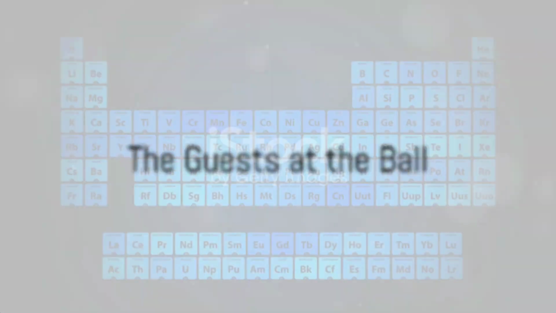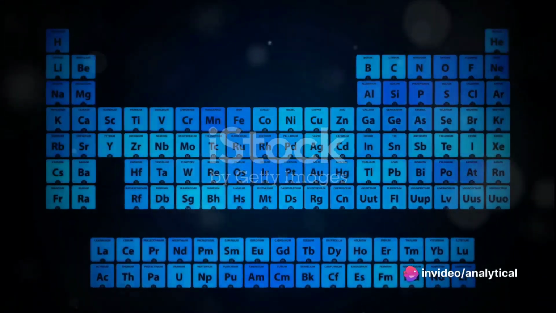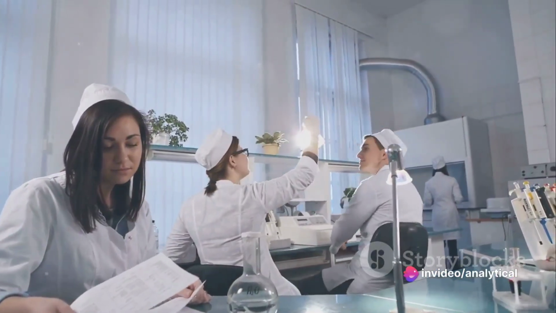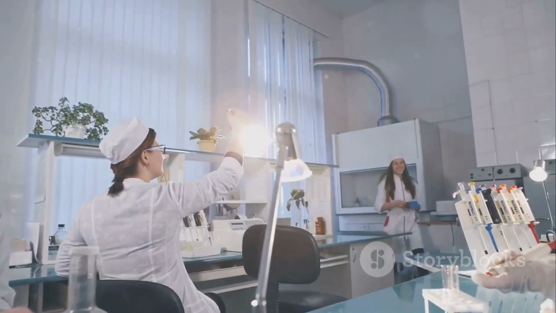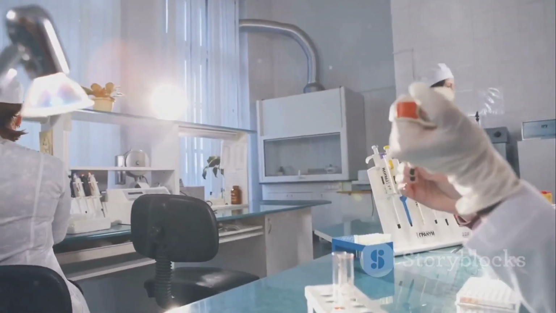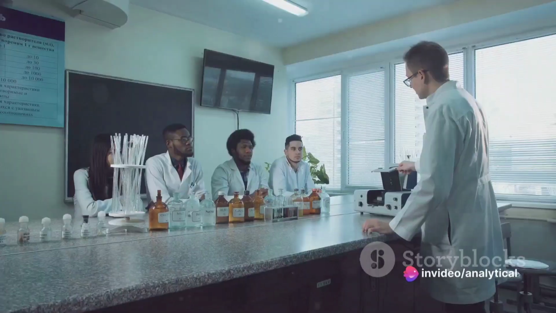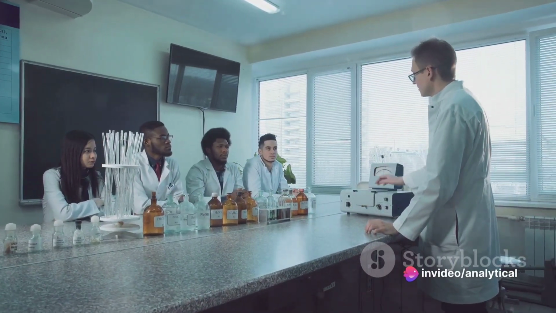The elements, these guests at our imaginary ball, are arranged in horizontal rows known as periods and vertical columns known as groups. Like guests at a party, elements in the same group have similar characteristics. They share the same number of valence electrons, those outer shell electrons that are involved in chemical reactions. This similarity is what makes elements in the same group behave in a similar fashion.